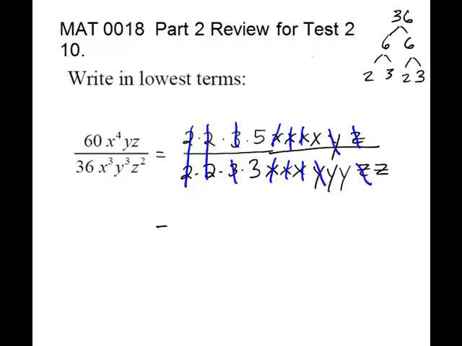Now we'll put it back together. So on my numerator, I have left a 5, 1x, and that's all. On the denominator, I have a 3 and 2 y's, which would be y squared in exponential form, and I have a z.